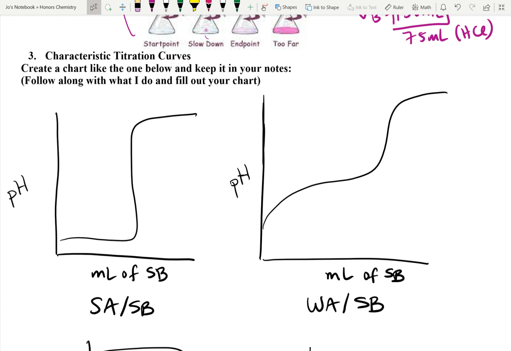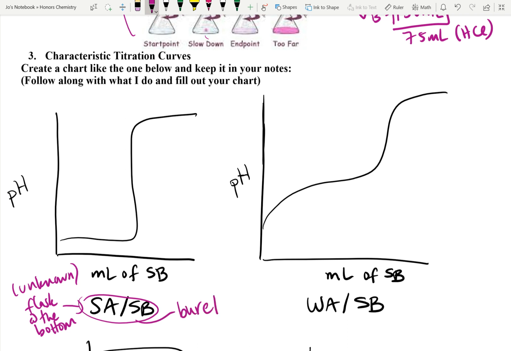Okay, so the first thing I want you to do is notice this first titration I'm going to look at. This says a strong acid, strong base titration. What this means is the strong acid, this is going to be the flask at the bottom. Okay, so this is our unknown. So the first thing listed is going to be our unknown that we're finding out about. The second thing listed is what's going to be in the burette. And that is true for every single one of these.